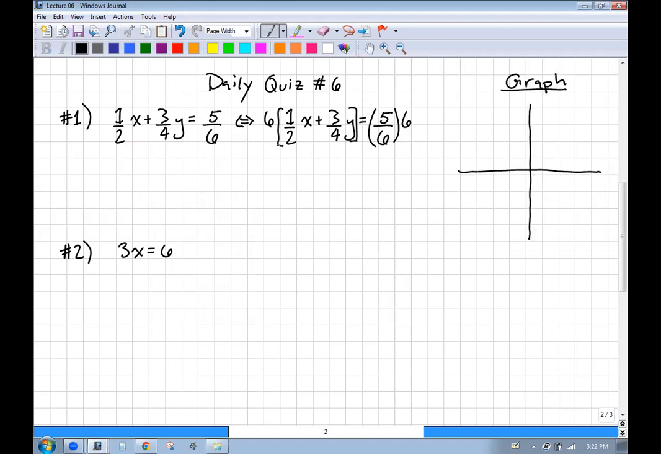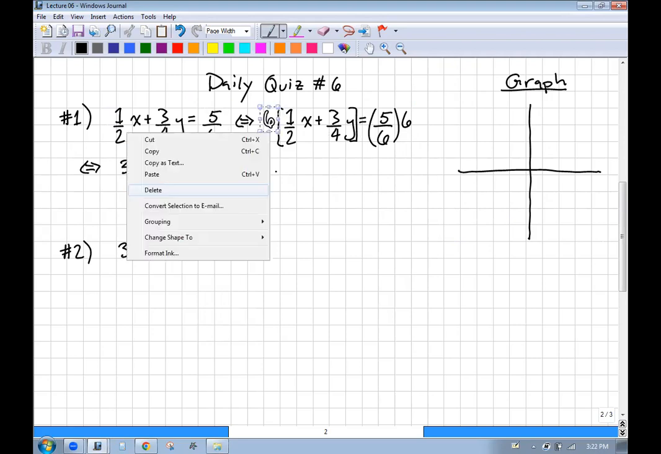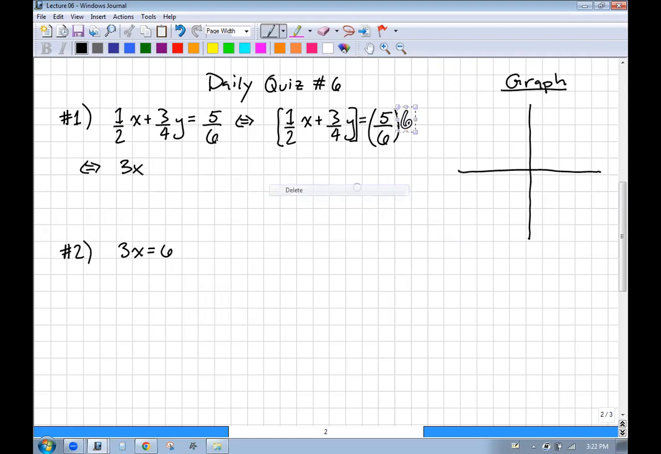Okay, so if I multiply everything by 6, 6 over 2 is 3. 6 over 4... let's see, 6 wasn't the best number here, was it? 6 doesn't get rid of all the fractions. What's the smallest number that 6, 4, and 2 all divide into? 12. That's what I'm going for.